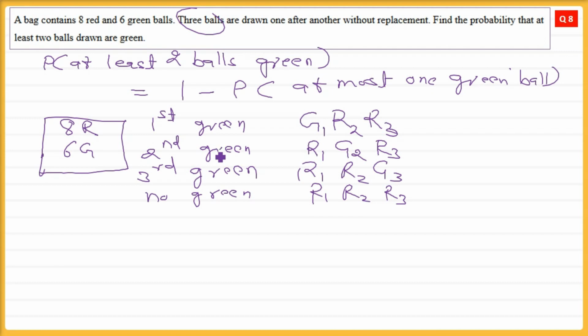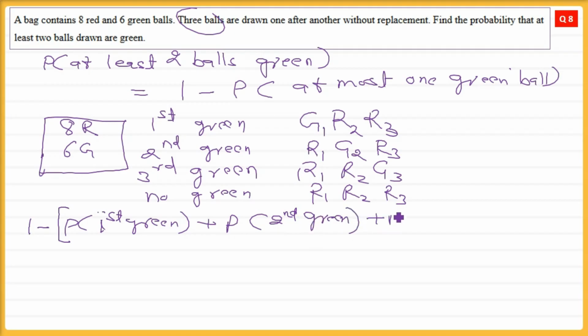And then we'll subtract it from 1 so that we get the probability of at least 2 balls being green. We add all the probabilities, that is the first green, the second green, the third green, and no green. We are adding it and then subtracting it from 1 in order to get the result sought by this question. So 1 minus probability of first green.